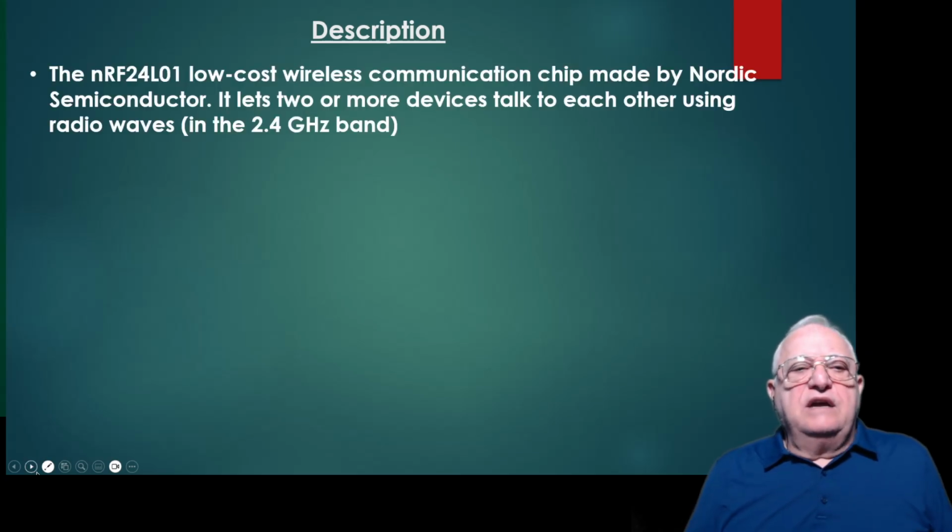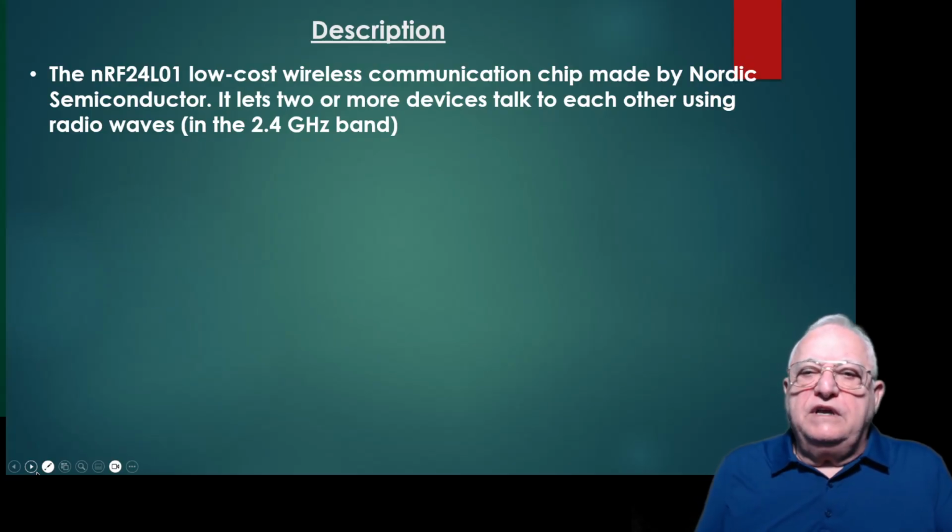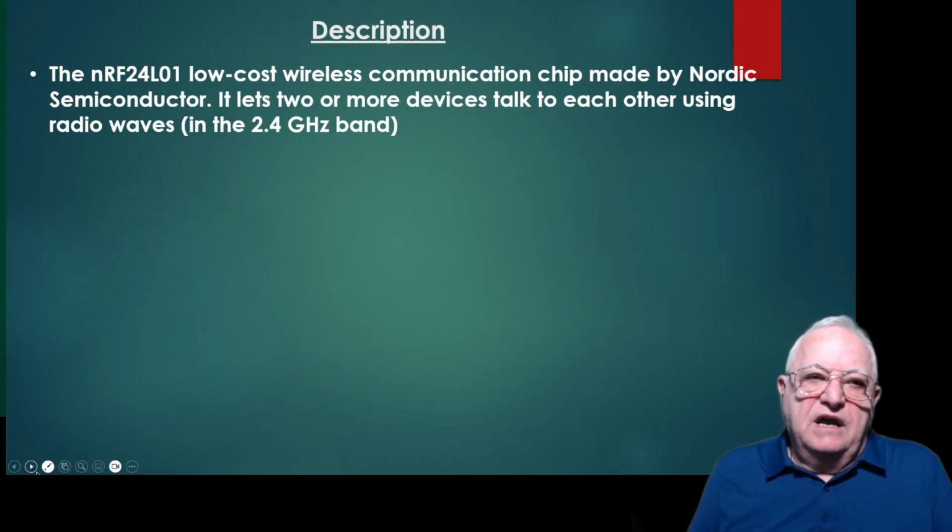So the NRF24L01 is a low-cost wireless communication chip made by Nordic Semiconductor. It lets two or more devices talk to each other using radio waves. It's on the 2.4 gigahertz band. Now this is a radio that runs in the $3 to $4 range, so it's a very reasonable price. So that opens a lot of doors for you to do things.